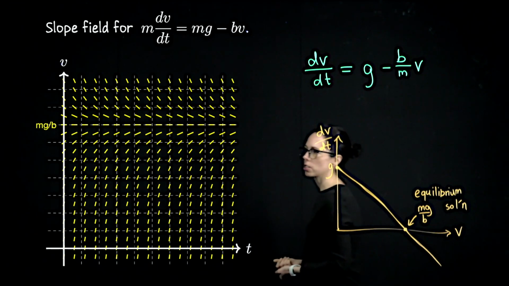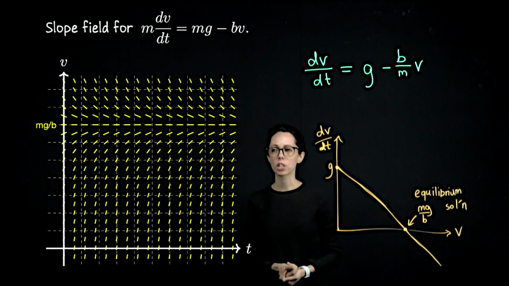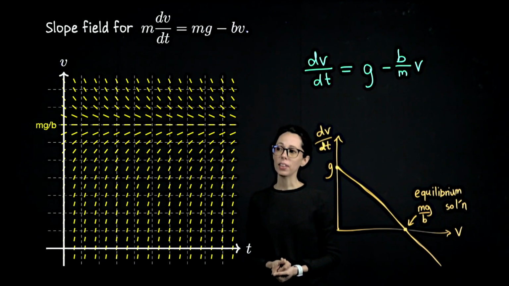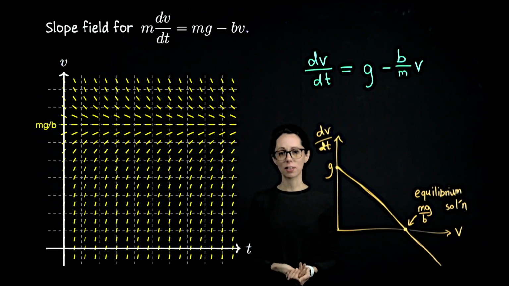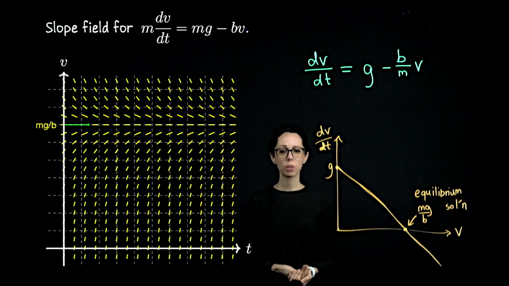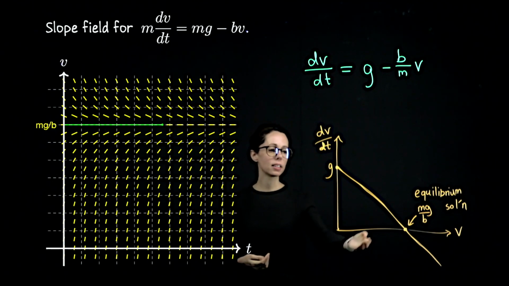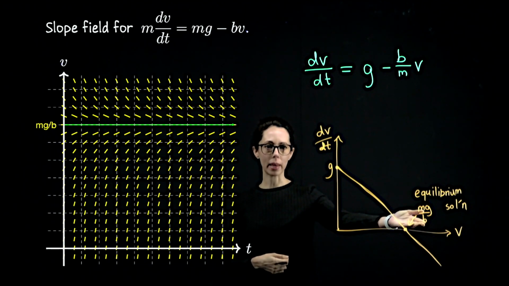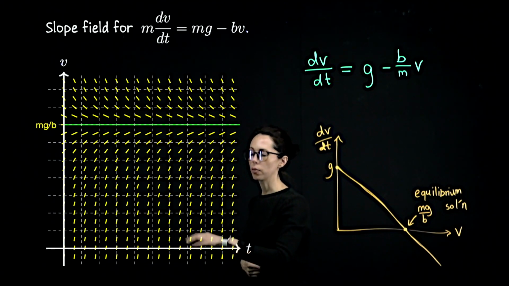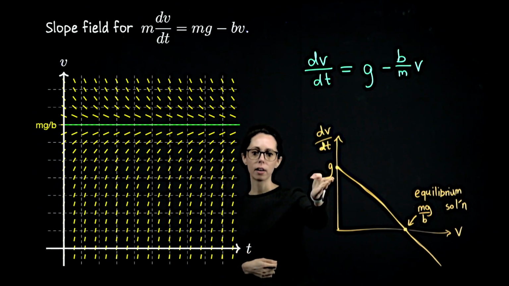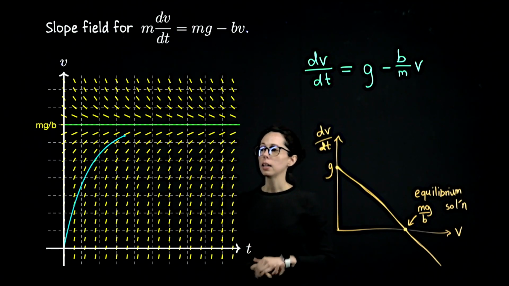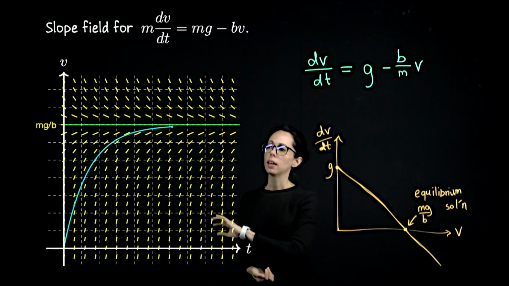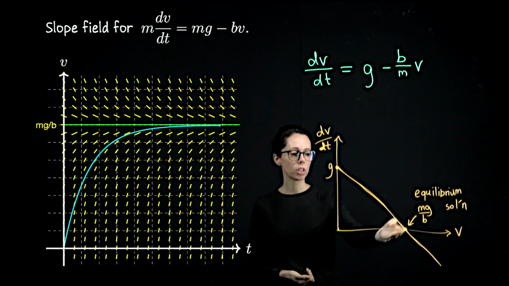Okay, so this is our slope field for this first order differential equation. And it's giving us the qualitative idea for solutions to this differential equation. All solutions over time should tend to this value mg over b. So whether your velocity is low, maybe you're falling from rest, you're going to speed up, your velocity will increase, and then over time, it should approach this number.